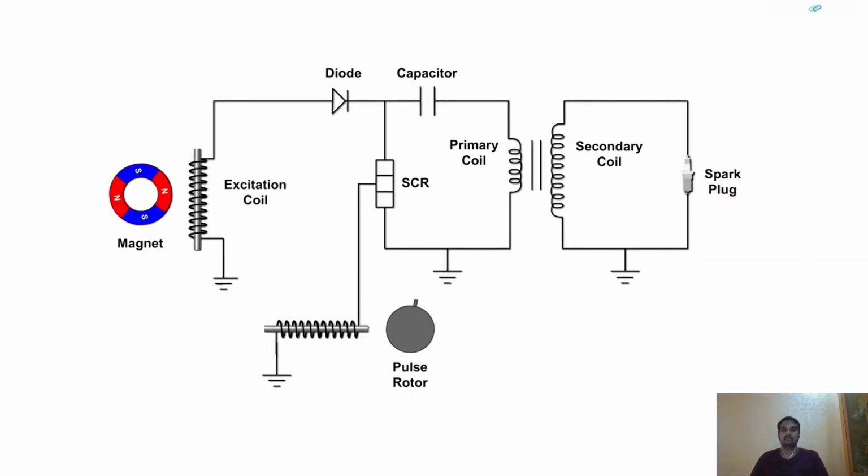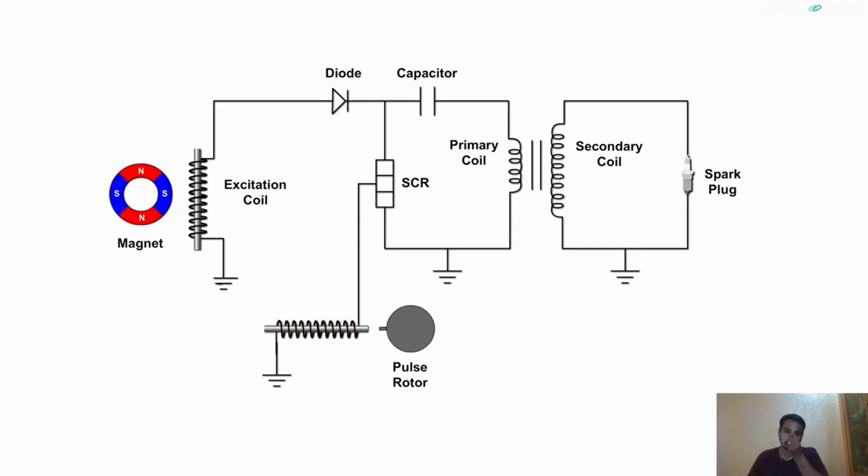When the magnet rotates, an EMF is induced in the exciting coil. Because of the EMF, current flows to the primary coil through the diode and the capacitor. This charges the capacitor. When the magnet rotates, the direction of current changes. Because of this, the capacitor tends to discharge the stored charges, but the diode, which allows current in only one direction, prevents the capacitor from discharging.